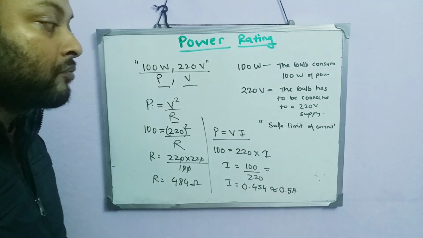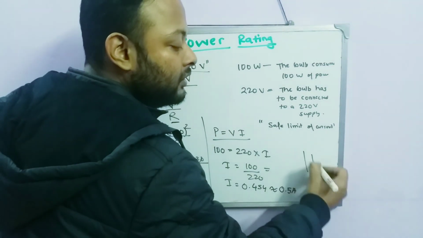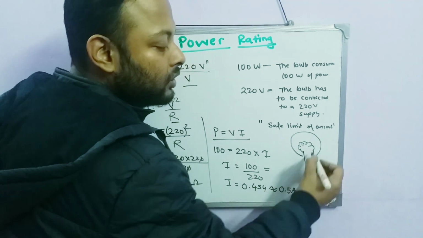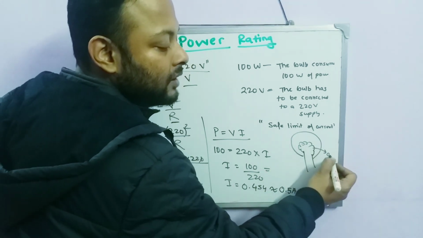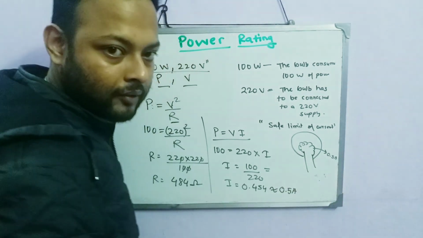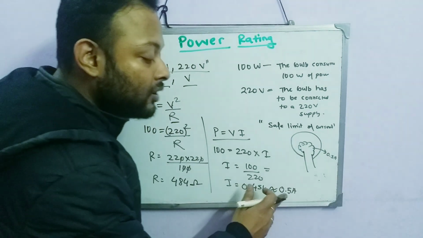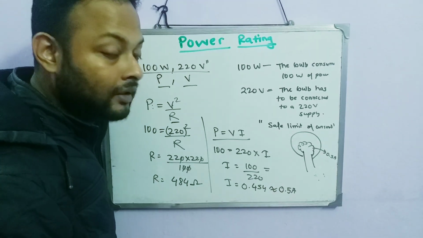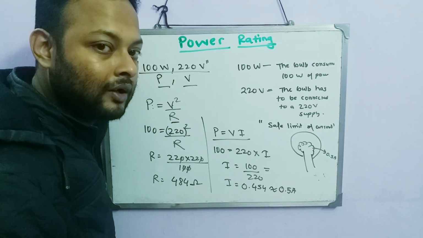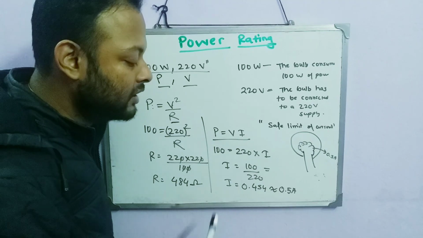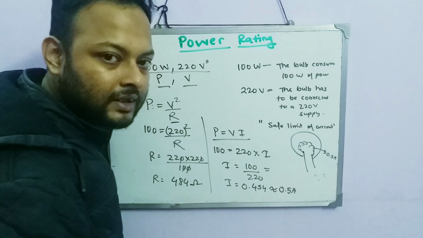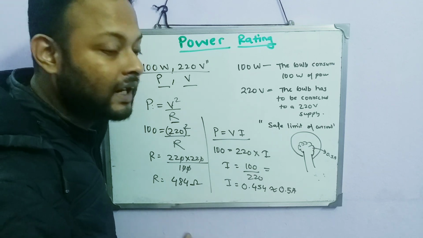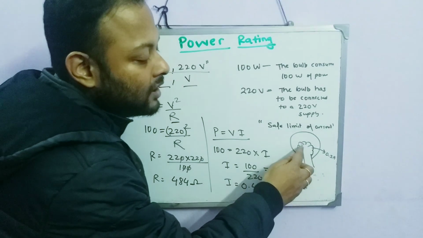Means what? If in this bulb, if current more than 0.5 ampere passes, if 0.5 ampere passes, then it's okay. If current more than 0.5 ampere passes, then the coil will break or the coil will burn, because if there is more current passing, there will be more heating effect, and that heating effect will cause the coil to burn.